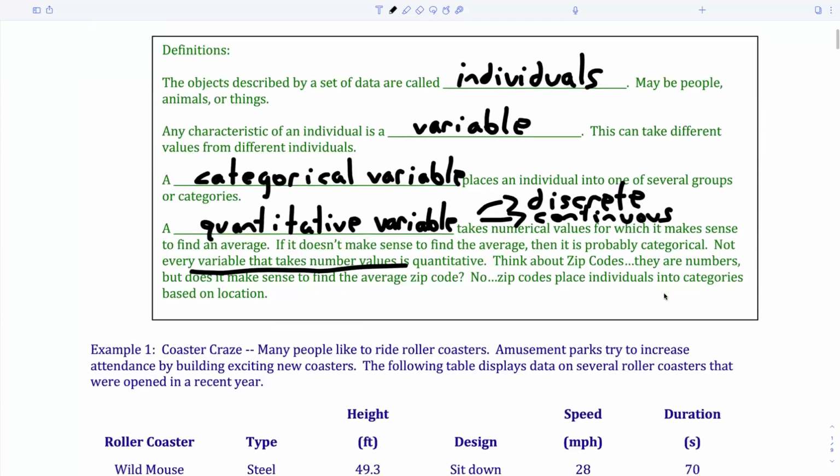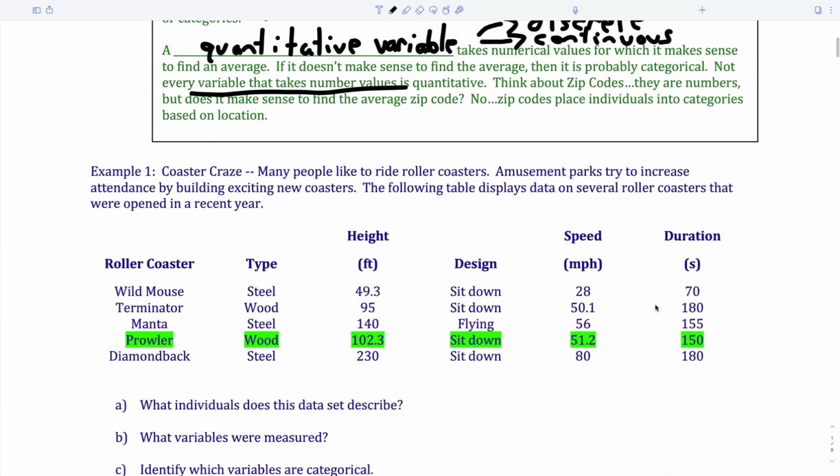So let's look at this little coaster craze. Do you like roller coasters? There's nothing like it, right? Hands in the air, wind blowing through your hair, riding that little roller coaster. So it may be kind of hard to see on the copy of your notes, but there's a highlighted row there. The coaster craze. Many people like to ride roller coasters. Amusement parks try to increase attendance by building exciting new coasters. The following table displays data on several roller coasters that were opened in a recent year.